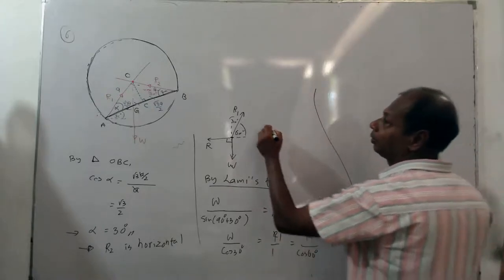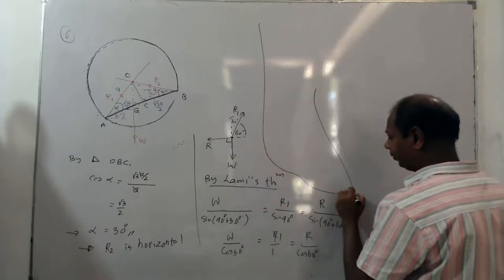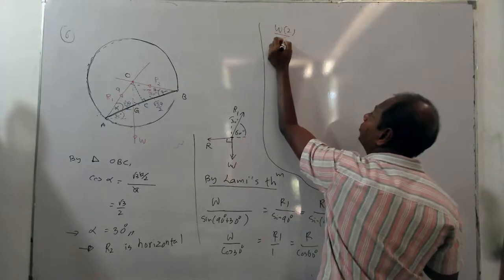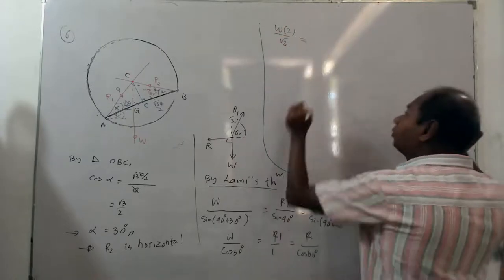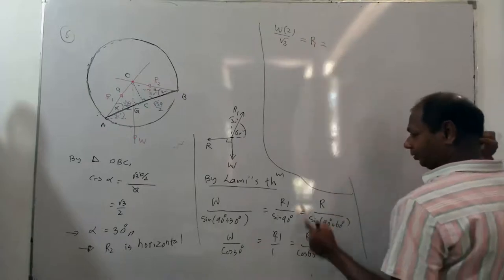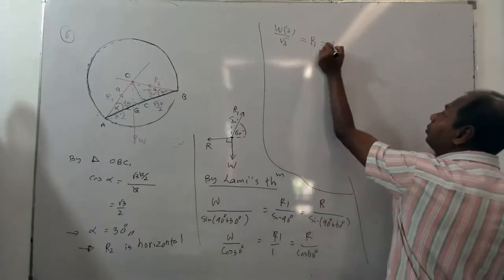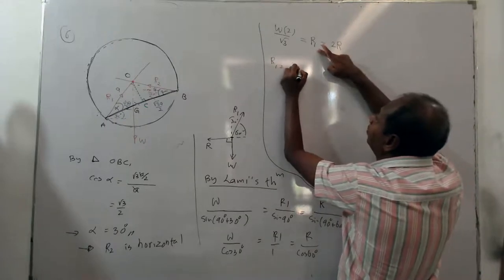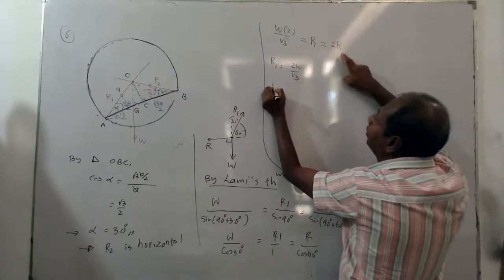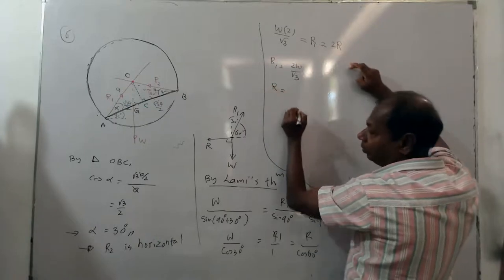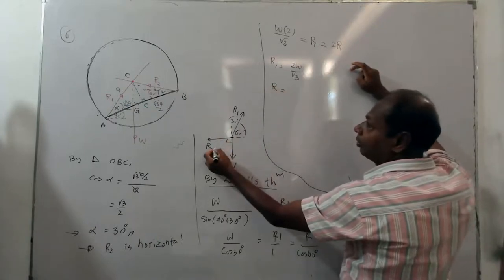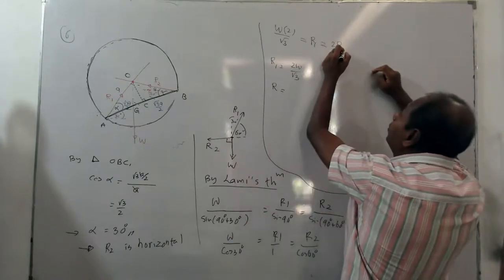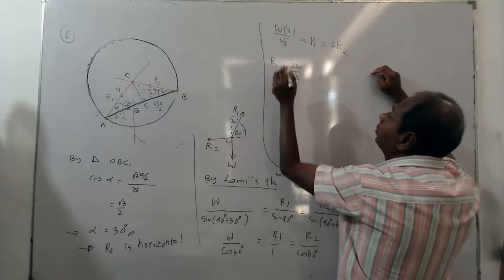W over cos 30. Cos 30 is root 3 over 2, so it is 2W over root 3, equals R1, equals R2 over cos 60. I think you know R1 equals 2W over root 3. R2, right? R2 equals W over 2.